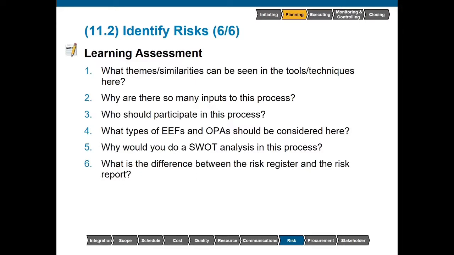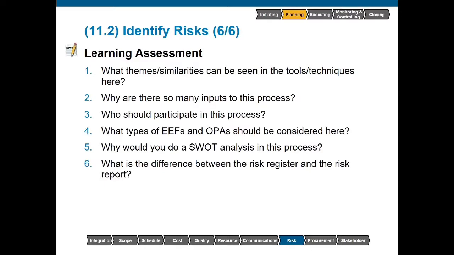Who should participate in this process? Project team members, stakeholders, subject matter experts, anybody whose involvement can be deemed appropriate. What types of enterprise environmental factors and organizational process assets should be considered here? EEFs could include published information such as studies and checklists, as well as the risk attitudes amongst the stakeholders. OPAs could include project files from past similar projects, especially those that are recent and relevant, as well as any templates or lessons learned that we have access to.